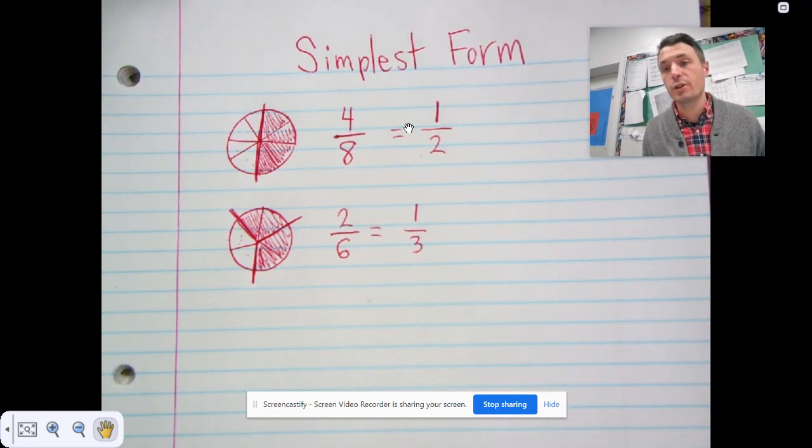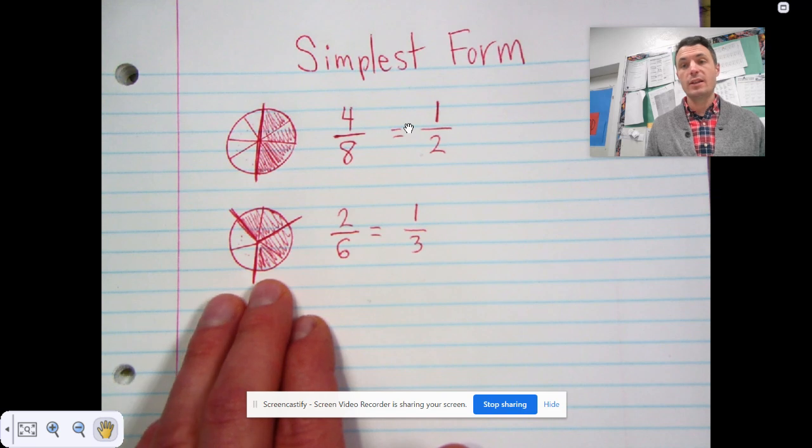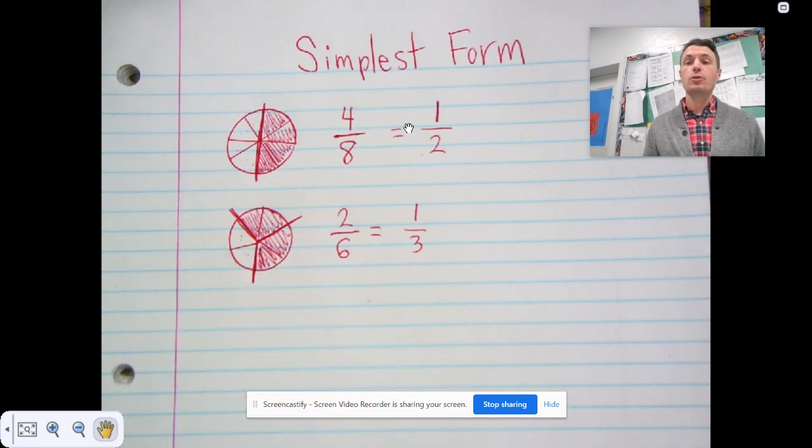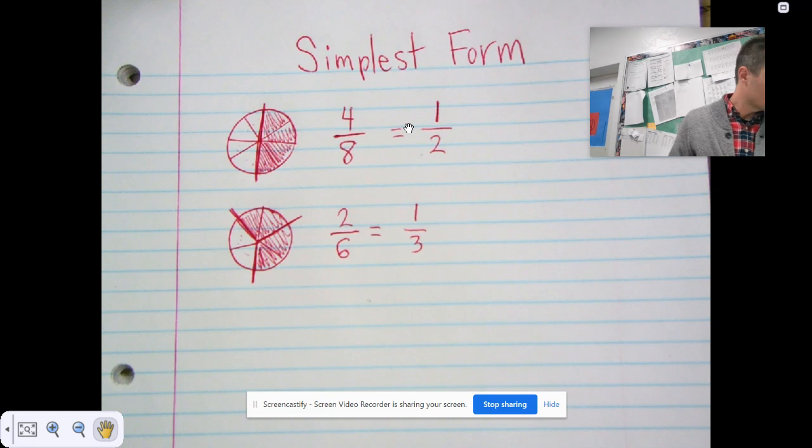Now, there's 2 questions that we want to answer in today's lesson. How, aside from drawing pictures, which is not the easiest way, how do you put a fraction in simplest form? And how do you tell when a fraction is already in simplest form? Those are the 2 questions we're answering in today's lesson. Again, how do you put a fraction in simplest form? And how do you tell when a fraction is already in simplest form?